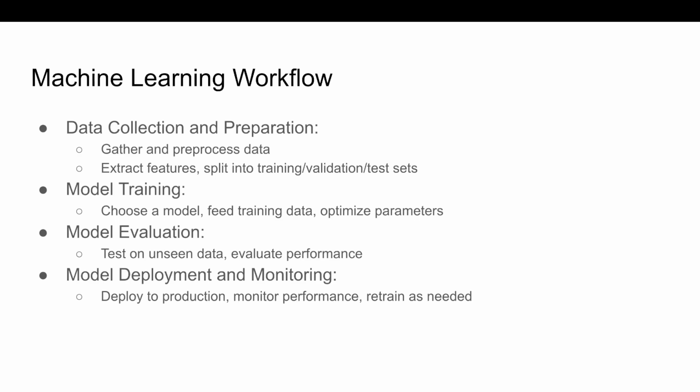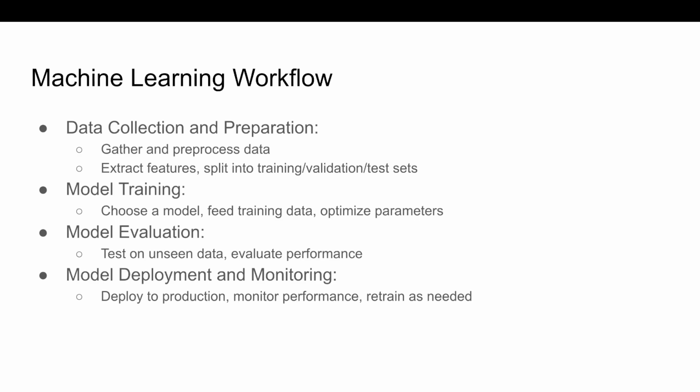3. Model evaluation. Assess the trained model's performance on the held-out test set to estimate its generalization ability. Use appropriate evaluation metrics, e.g., accuracy, precision, recall, based on the problem type. Analyze the model's strengths, weaknesses, and potential biases.